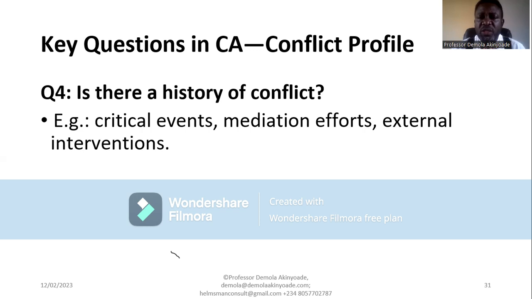And also, what is the history of conflict? Is there a history to this conflict? Here, we want to note that in the past, all presidential elections in Nigeria had been contested, and every time nobody wins the incumbent, and so on and so forth. So, are there critical events, mediation efforts, external interventions such as the international community trying to monitor or observe our elections?